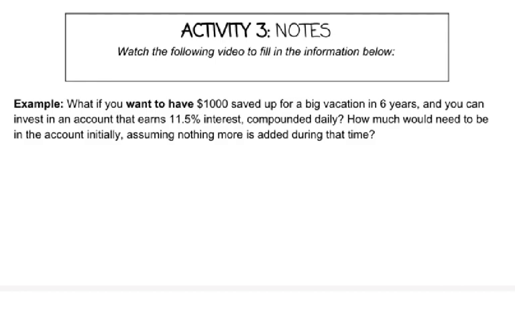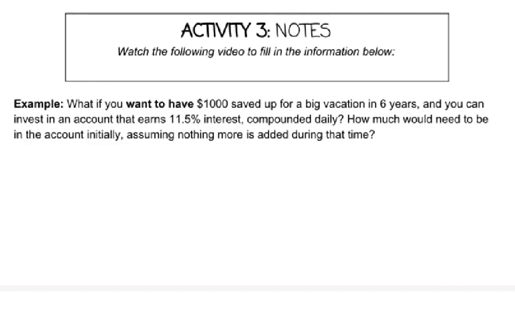So for example, what if you want to have $1,000 saved up for a big vacation in 6 years? And you can invest in an account that earns 11.5% interest compounded daily. How much would need to be in the account initially, assuming nothing more is added during that time?